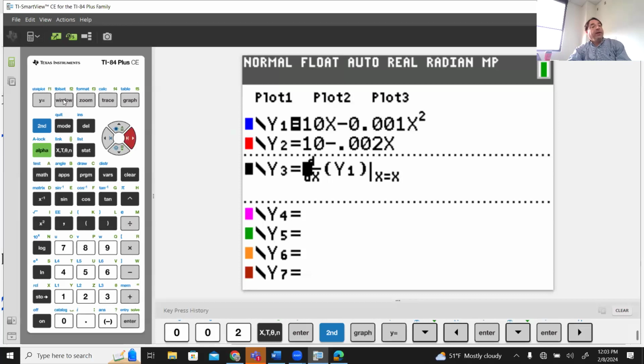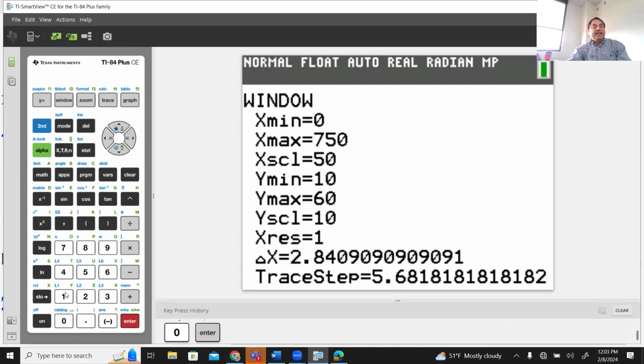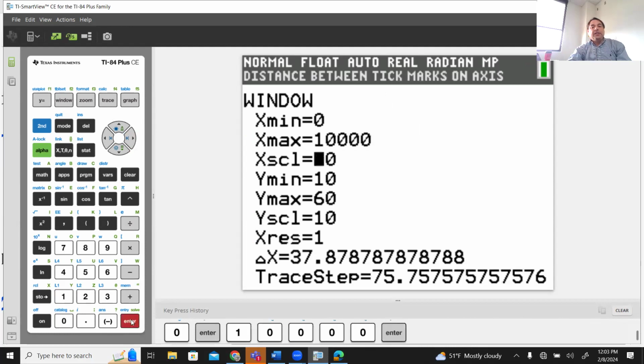And my window, and again, we've talked about window before. Window, X is how many headphones? I'm going to go from 0 to 10,000. Why am I going from 0 to 10,000? Let's say counting by thousands. Because look at the numbers I plugged in: 2,000, 5,000, 7,000. Does that cover that?